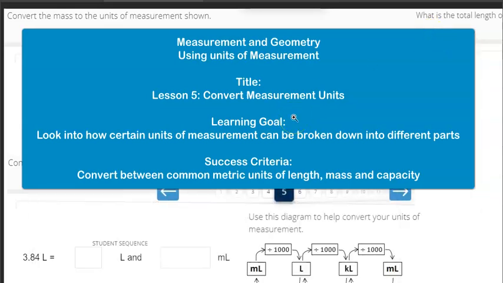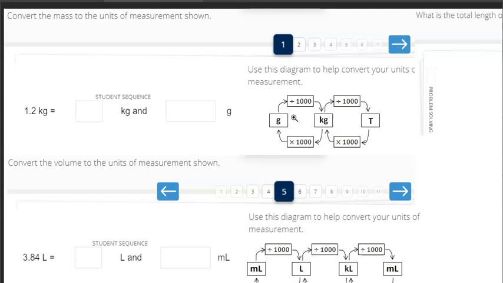I've gone ahead and grabbed just 4 examples for this skill, and this skill is familiar to the previous skill that we looked into. There's just a few other types of questions that we get. This question here, we're going to convert the mass to the units of measurement shown. So this is saying that 1.2 kilograms is equal to some amount of kilograms and some amount of grams. And this is specific to where that decimal place is.